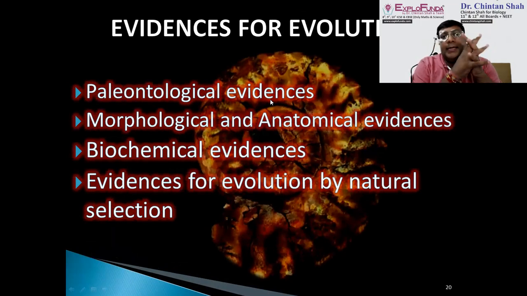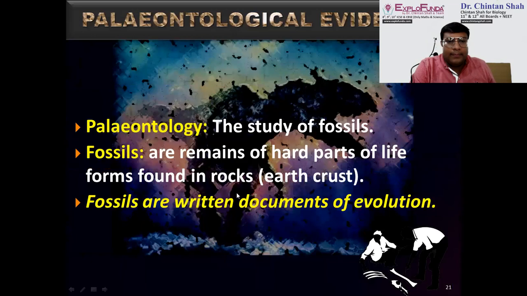Its meaning is that we have gone through the fossils and we got the fossils from the deeper layer of the earth. So that's known as paleontology. Morphological and anatomical evidences, biochemical evidences, evidences for the evolution by natural selection. So there are so many evidences, and we will study about them one by one.